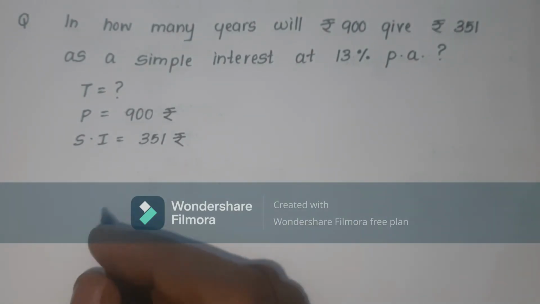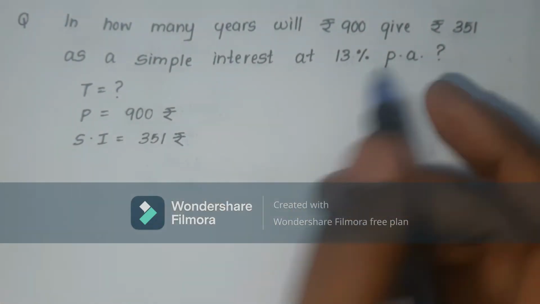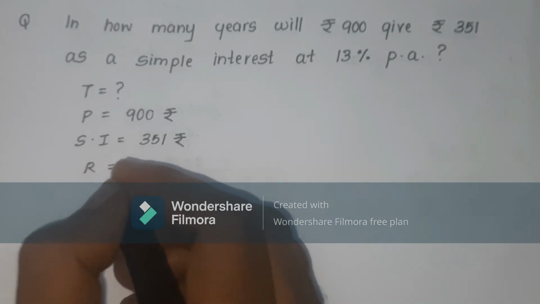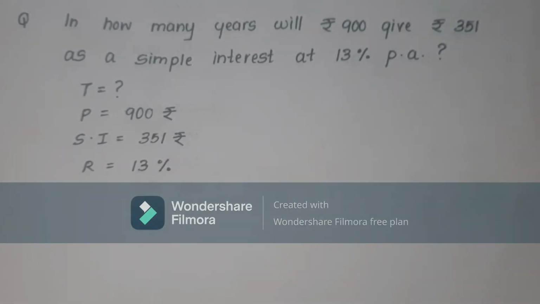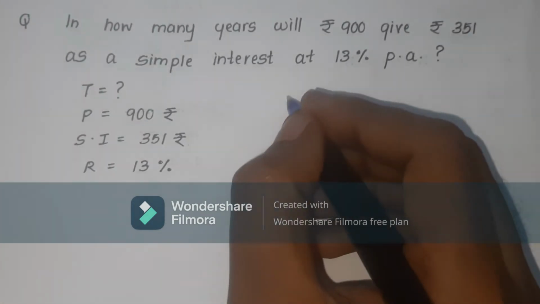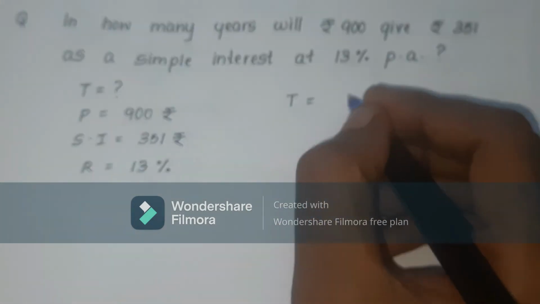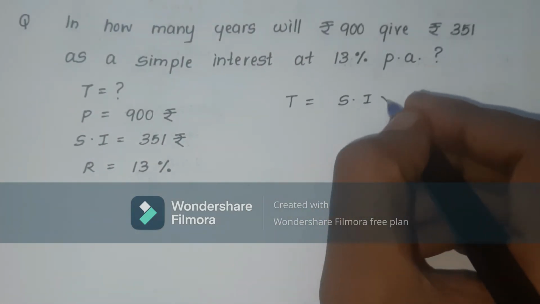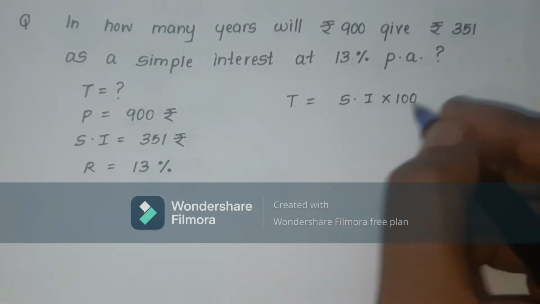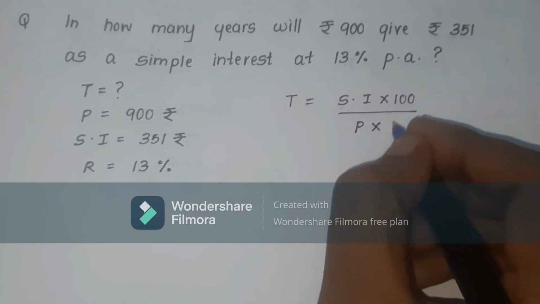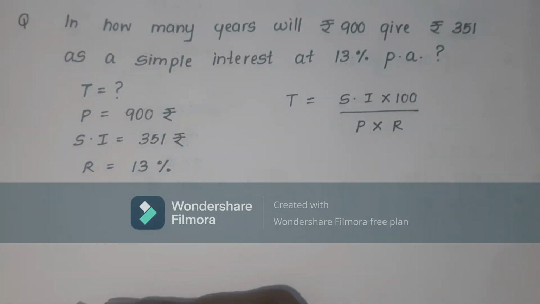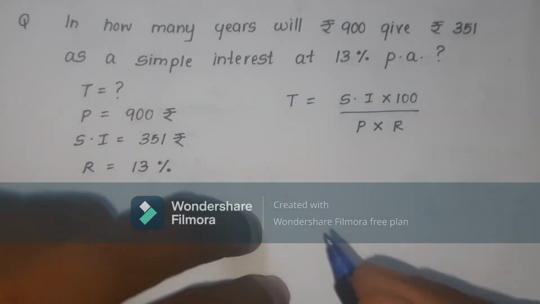Then the next given thing is the rate. 13% per annum means what, student? It's a rate. So 13%. Now what you need to find is time. So what is the basic formula for time, student? Again, simple interest into 100 upon principal into rate. This is the formula. Just substitute the values and get the answer, student.